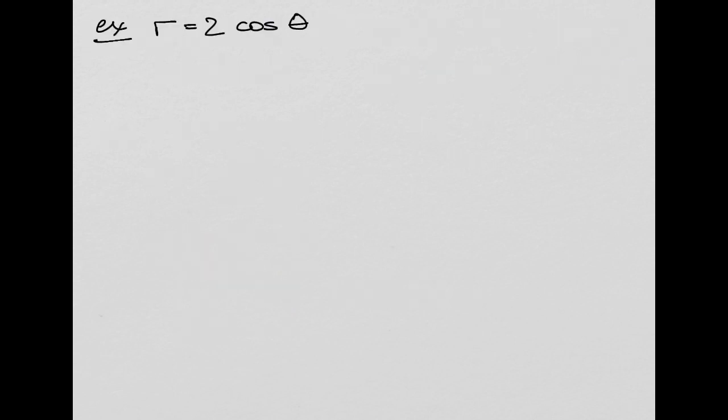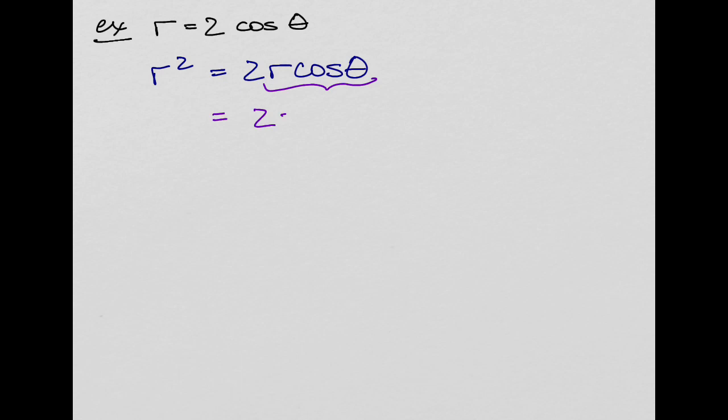Here's another one. I have r equals 2 cosine theta. If only there were an r right there, I would have 2r cosine theta, and I could call it x. But there isn't an r right there. So what are we going to do? We're going to multiply both sides of this equation by r so that there's an r in there. So now I have r squared equals 2r cosine theta. And r cosine theta, I can call that x. So this is 2x on the right.